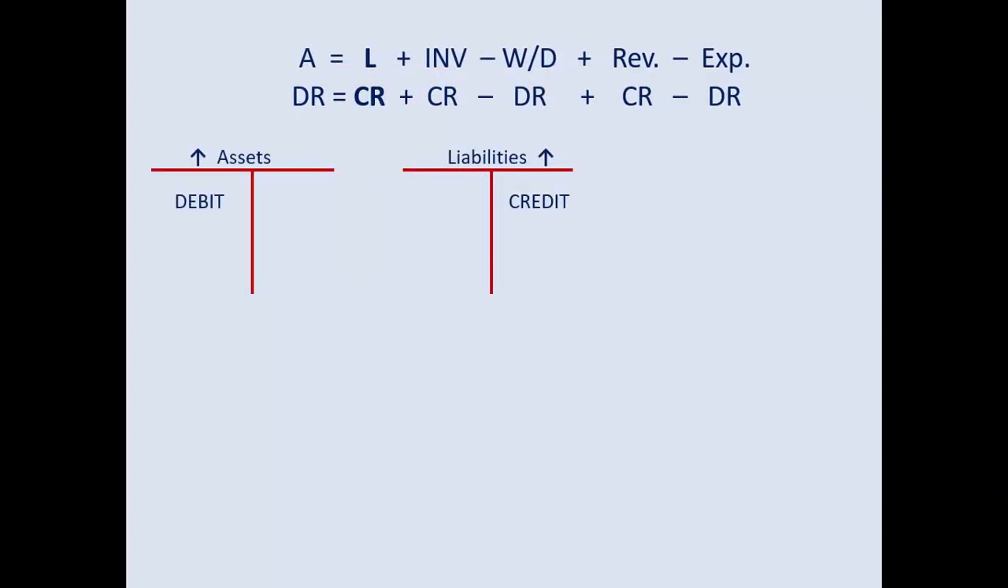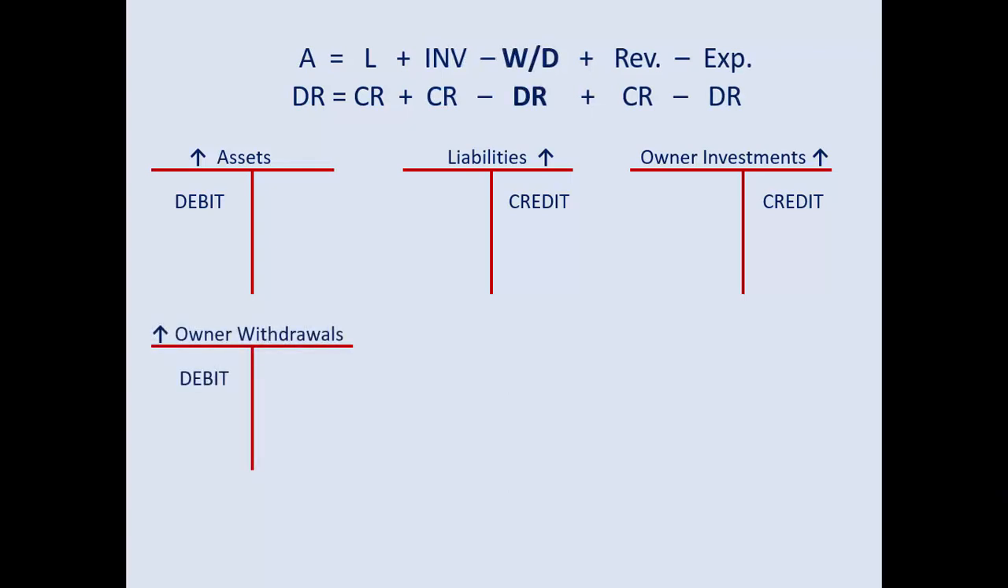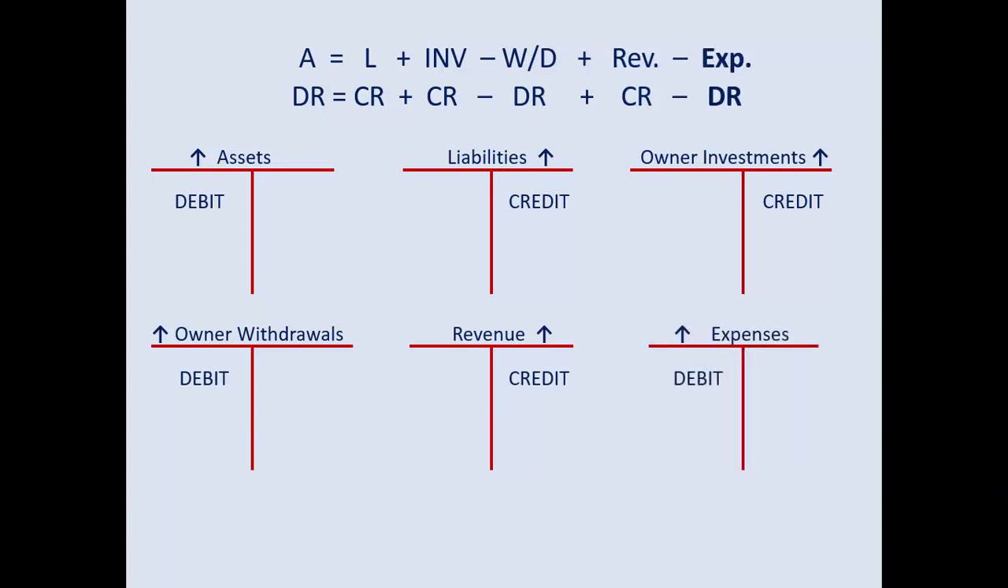Assets increase with a debit. Liabilities increase with a credit. Investments, owner's contributions, increase with a credit. Owner's withdrawals increase with a debit. Revenue increases with a credit. Expenses increase with a debit.